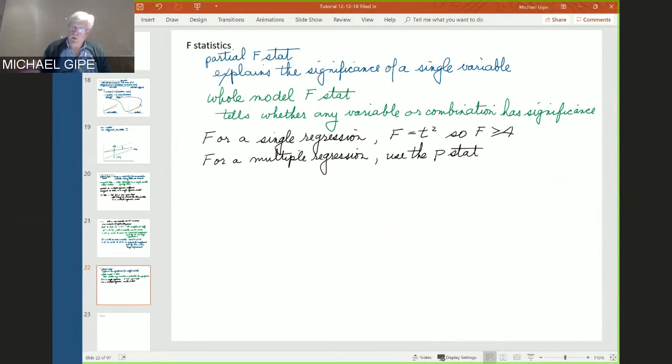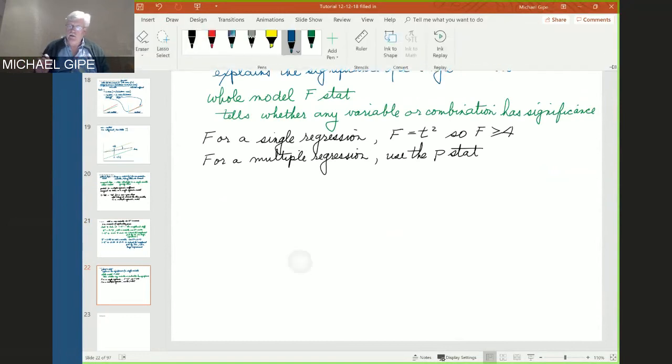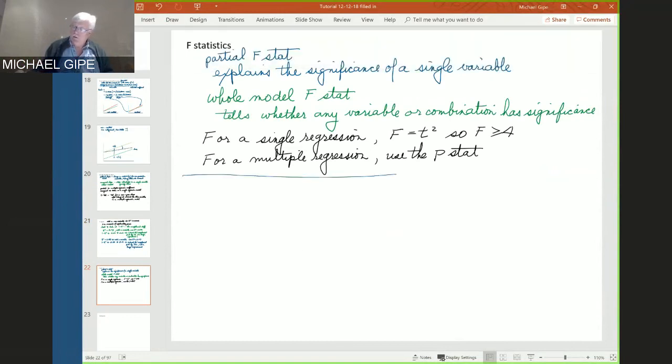Just to give you a little bit of insight into this, the whole model F-stat is basically calculated as the mean squared model divided by the mean squared error. So the regression model, how much of the variation is explained by that, divided by the mean square, the variation of the error term. And of course, you can go back to that table and see those numbers and calculate that yourself if you want.